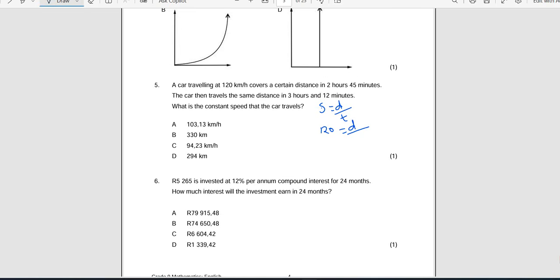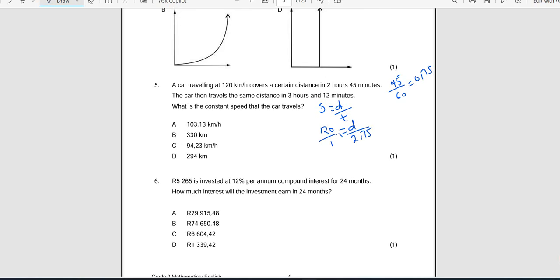It's 2 hours 45 minutes. We have 2 already. One thing we need to convert now is 45 minutes. When we convert 45 minutes to hours, it's going to be 45 over 60, and it's going to give me 0.75, meaning that the time is 2.75 hours.